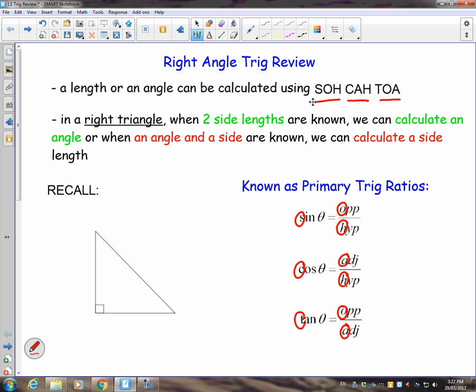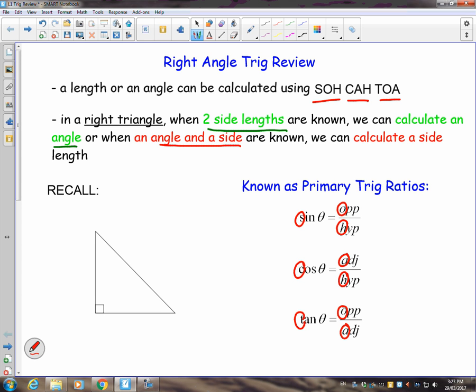To use it, you either need to know two side lengths, and then you can calculate an angle, or if you know an angle and a side, then you can calculate another side length. These three trig formulas, sine, cos, and tan, the SOHCAHTOA part, are known as the primary trig ratios.